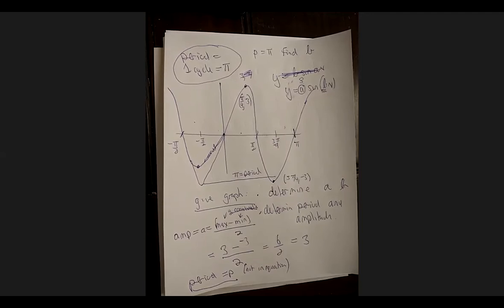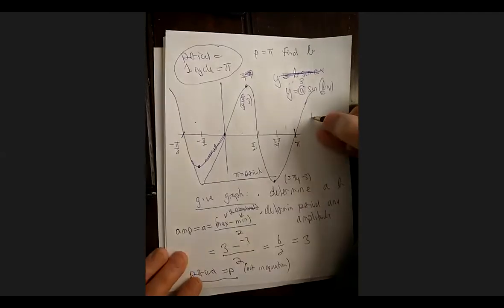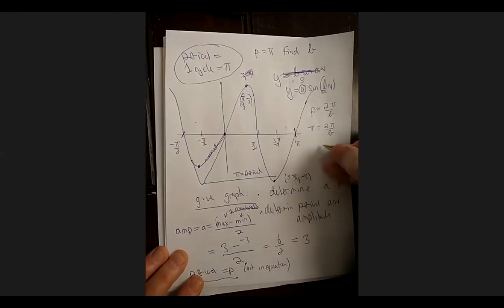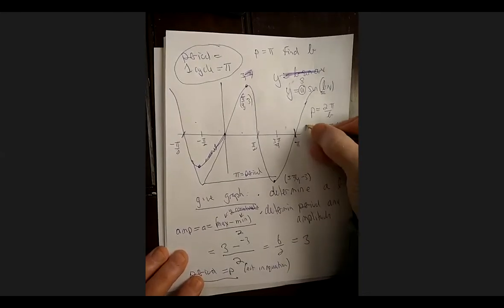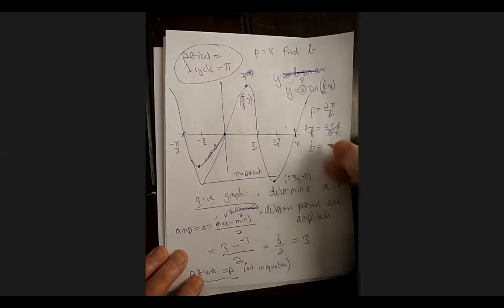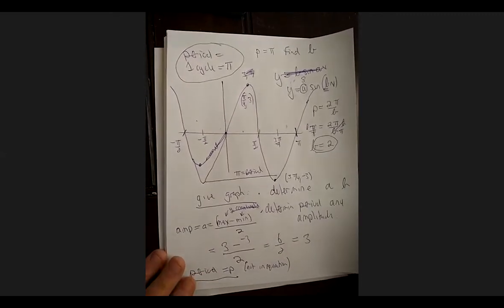Isn't it just 2 pi over b? Yes, period is equal to 2 pi over b. So we have P equaling 2 pi over b. Then we multiply both sides by b and divide each side by pi. And we have b equal 2 pi over pi, which is just 2.